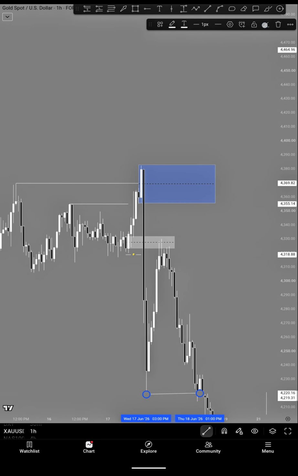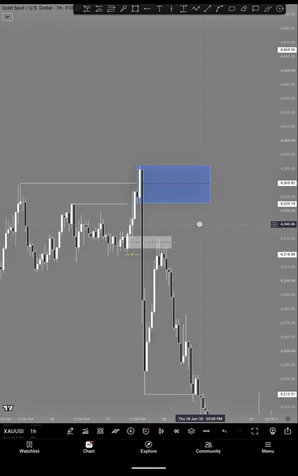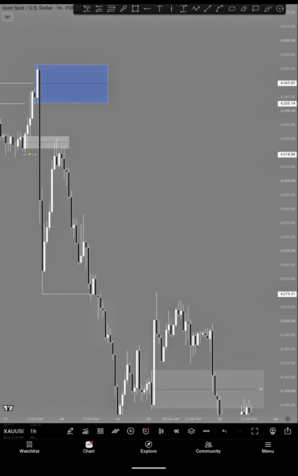If you are paying attention, this is a very good example of a breaker block. The price mitigated, taking this local high, and taking this one as a previous day high, then melted, changing character, then it came back to mitigate the breaker block and then moved on. So this is the best example you can ever see of a breaker block.